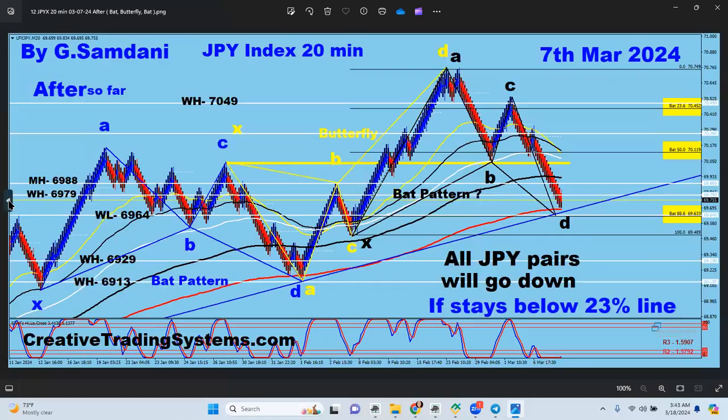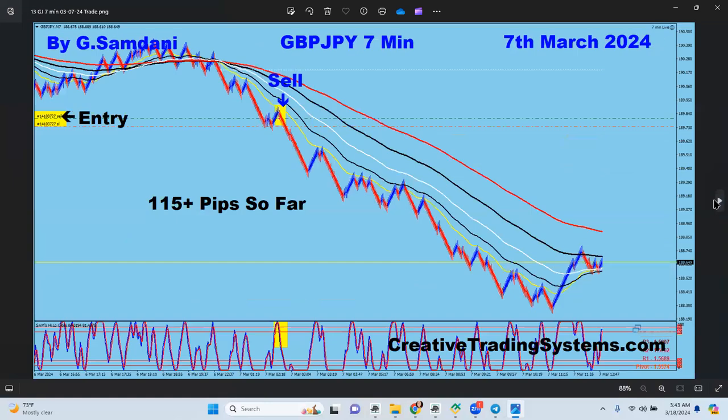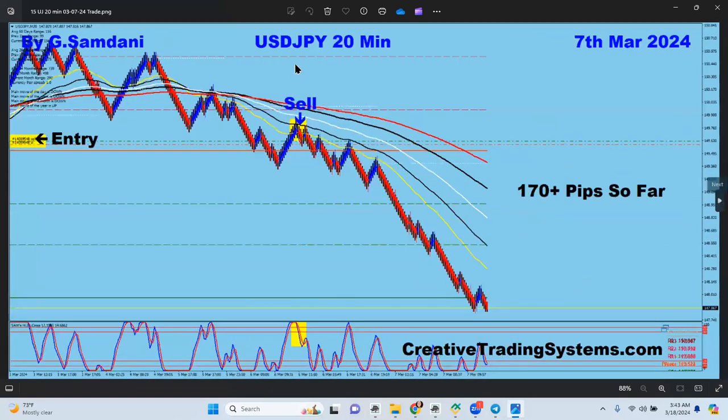By the way, when I show that it's going to drop here, I also write down here that all yen pairs will go down if it stays below the 23% line. All yen pairs. So this is what happened. When the yen index goes up, all yen pairs will go up. When it goes down, all yen pairs will follow it to the downside. That's exactly what happened. It came down, I had pound yen short, euro yen short for 130, USD yen short for 170 pip.